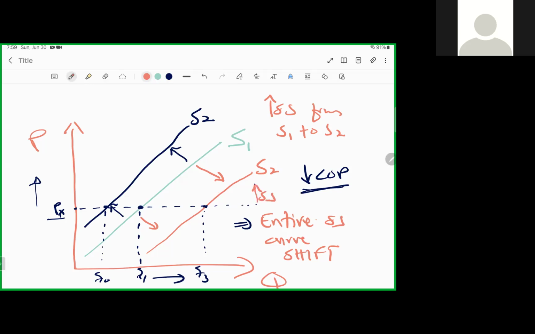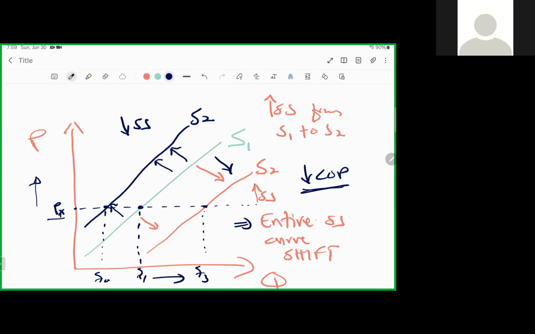And for this particular part, there is a decrease in supply. So supply increases by shifting downwards, as you can see, from left to right. And supply decreases by shifting upwards, from right to left, as you can see.